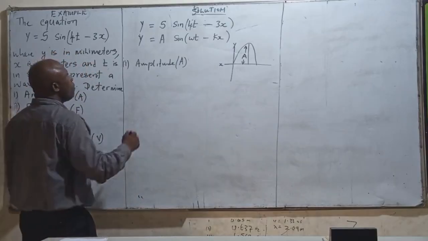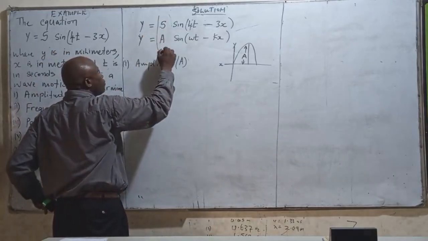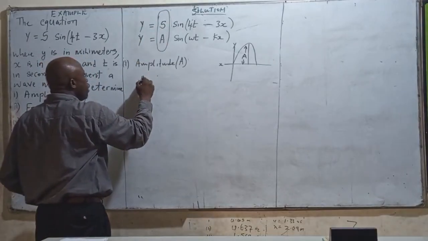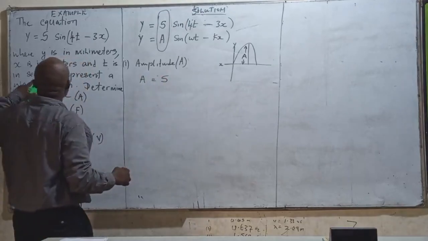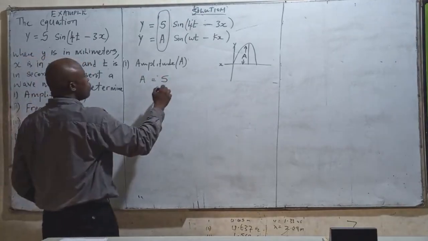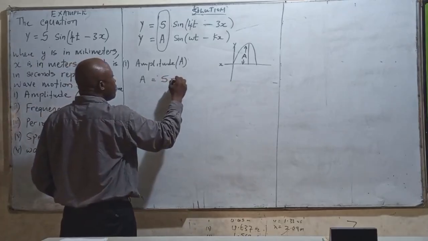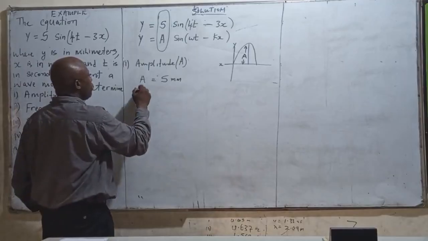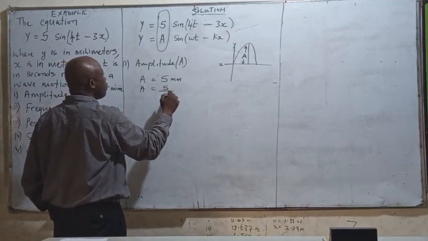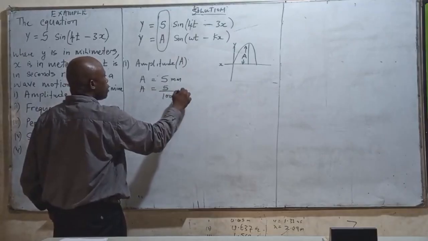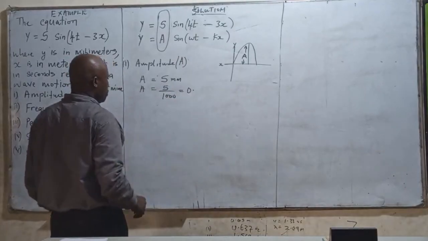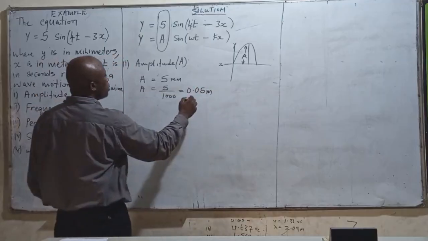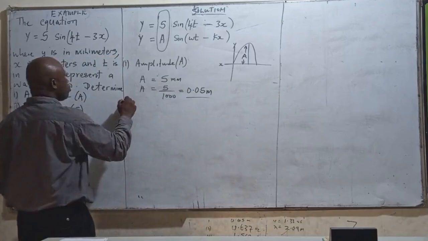So therefore, we can compare. By simple comparison, we have that A is equal to 5. Remember, we are told that y is in millimeters, so A is equal to 5 millimeters. But by standard unit, the amplitude is measured in meters. Therefore A is equal to 5 over 1000, and that gives us 0.005 meter. So that becomes our amplitude. That's the answer.